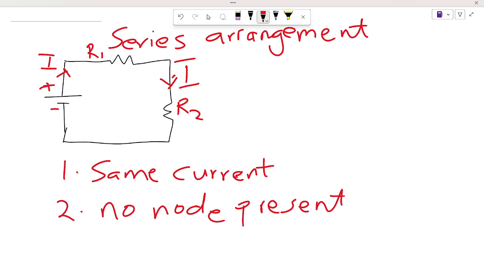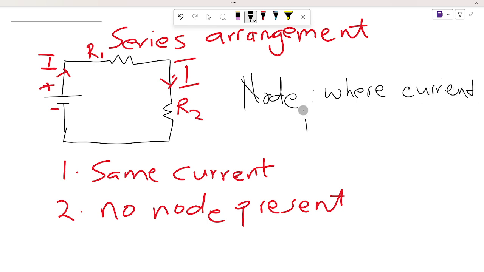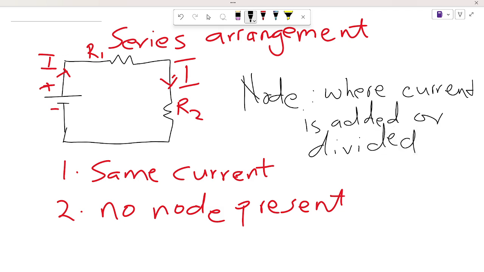And when we say a node, we mean any point in the circuit where current is going to be divided, so where current is added or divided. Okay, so that's for the series arrangement.